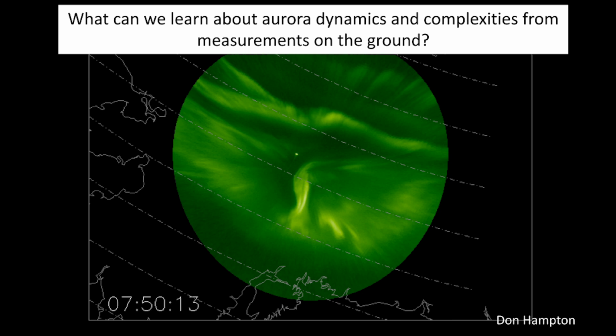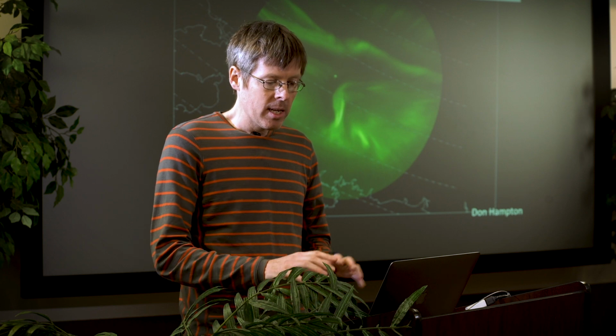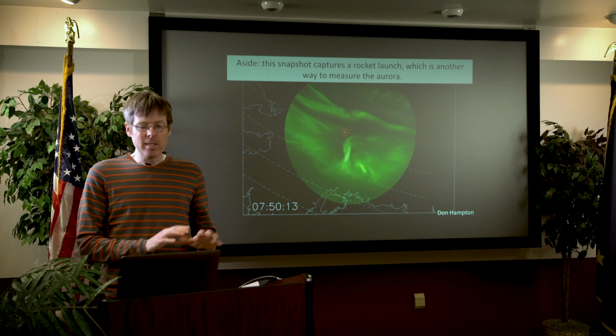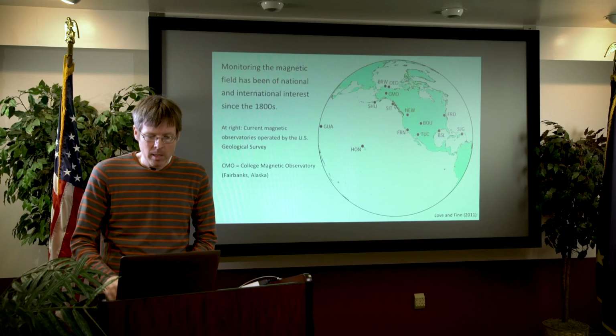So what can we learn about aurora dynamics and complexities from measurements that are on the ground? This shows one particular snapshot of really a burst in the sky. And as an aside, this snapshot captures a rocket launch, which is another way to measure the aurora. Our talk will be looking at instruments on the ground.